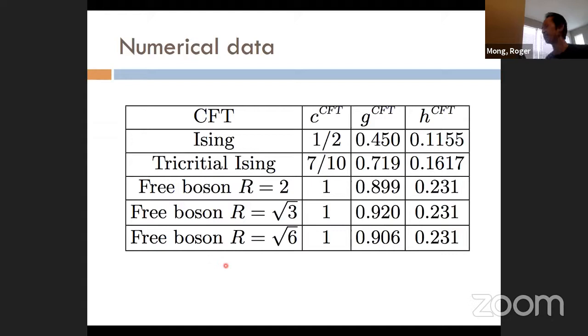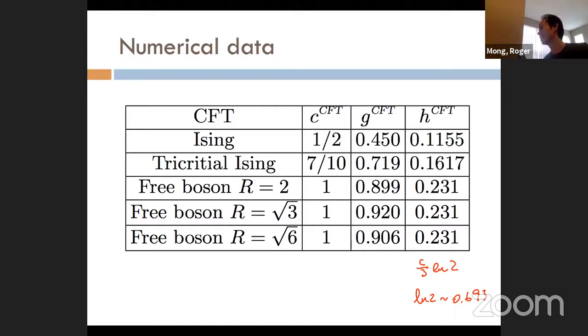And what we find is that H is in fact c over 3 log 2. Keep in mind that log 2 is roughly 0.693. And so we find that H depends only on central charge and nothing else, based on our numerics.